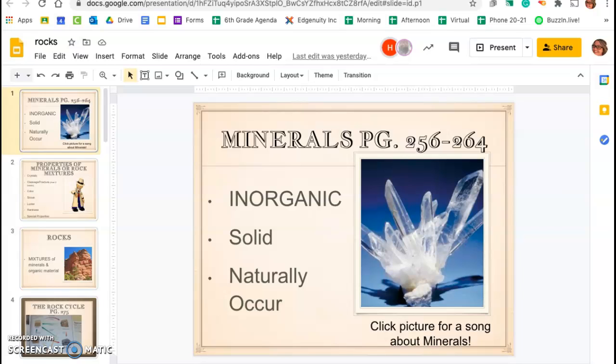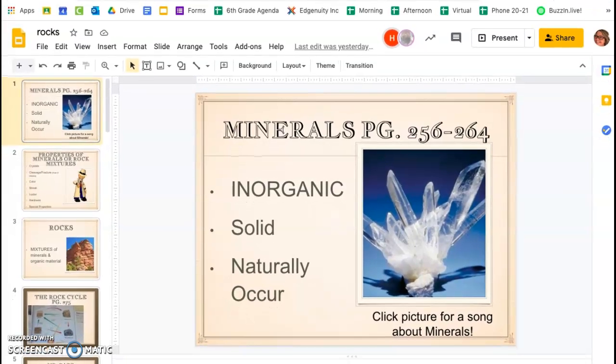Hi guys, this is going to be the notes on pages 256 through 264, section 1 of chapter 9 about minerals. So hopefully you have already read through your section of the book that you are supposed to, and we're going to look at the notes for it today. I'm using the slideshow that is in your Google Classroom in your Rock Cycle Unit Materials tab. You want to make sure that you are using the slideshow to help you. It is not all of your notes, but it's a portion of them.